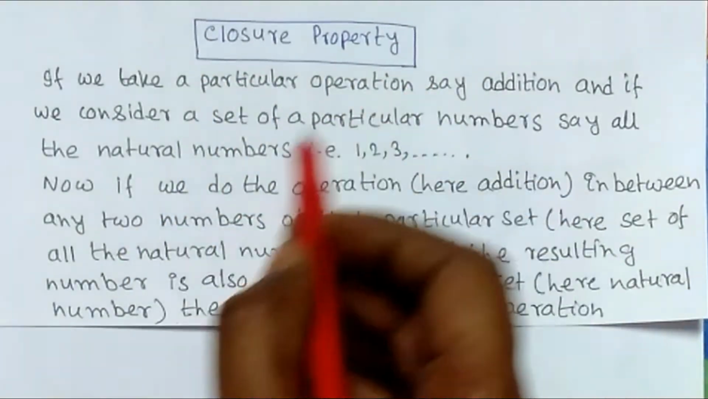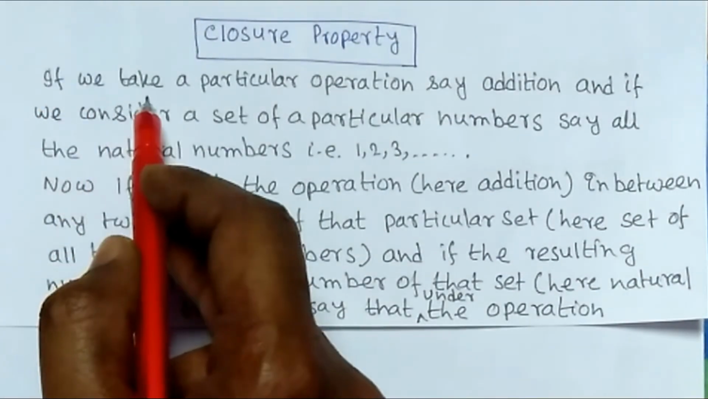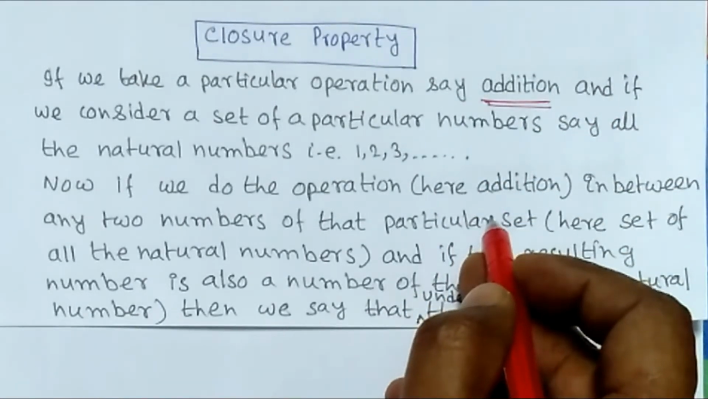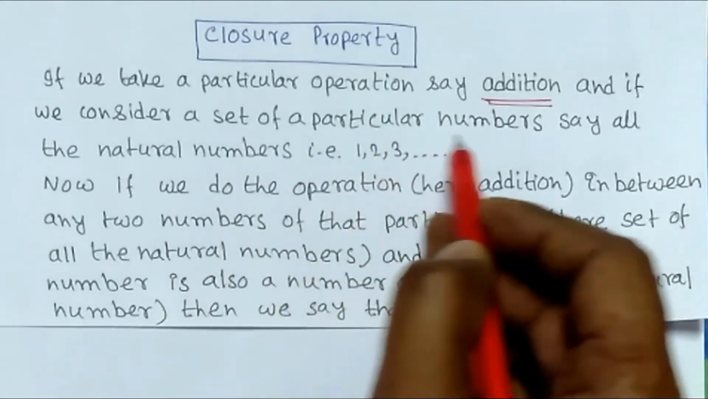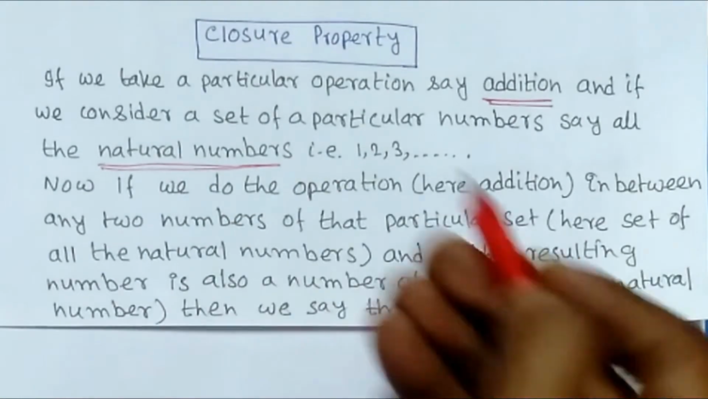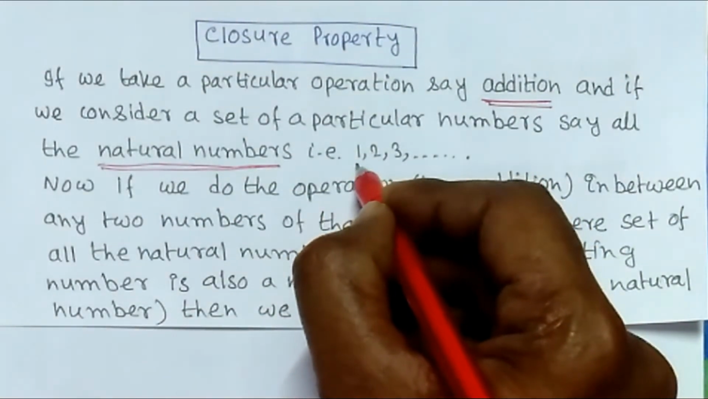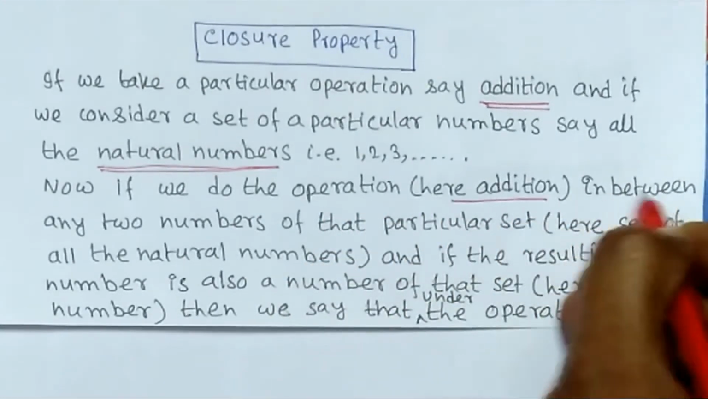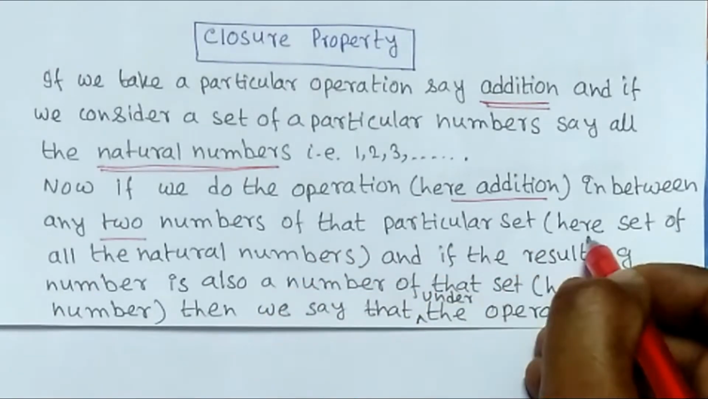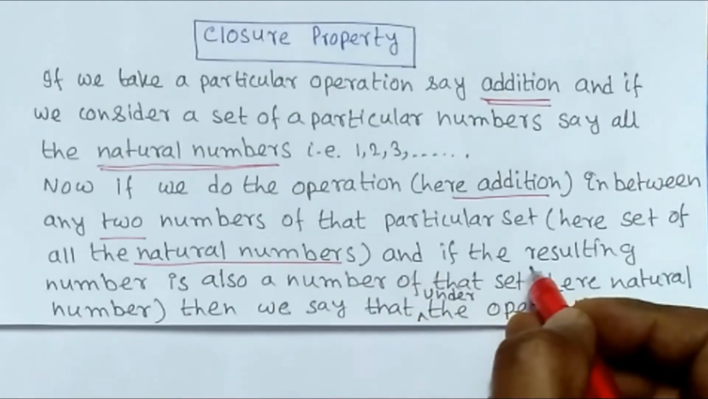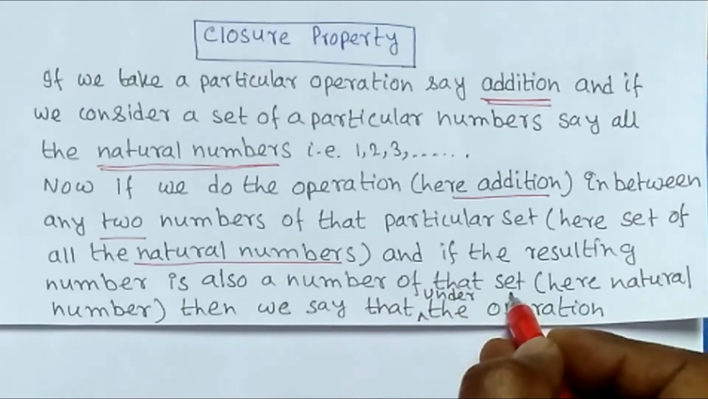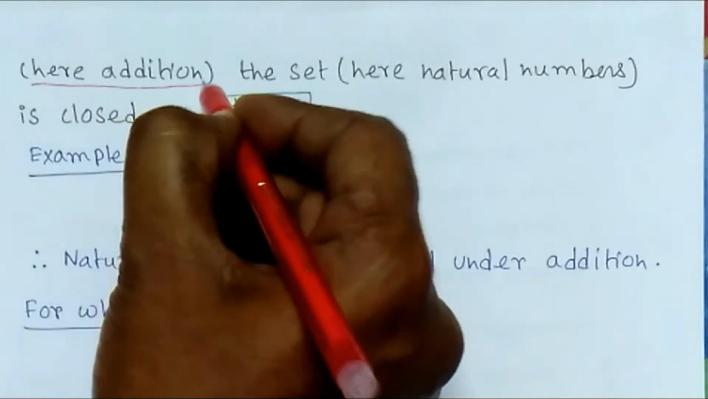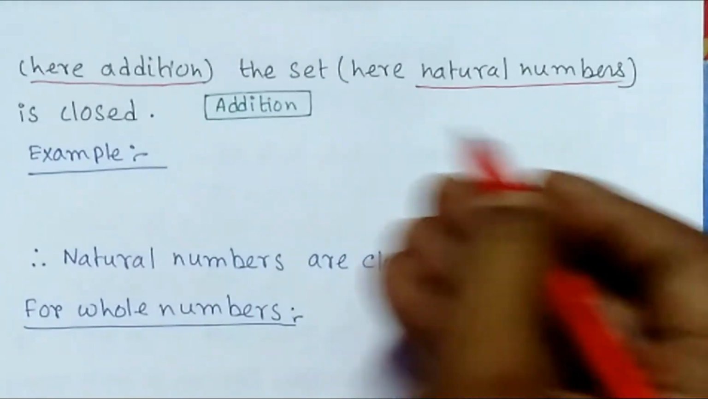Let's explain the closure property. If we take a particular operation, that is addition, subtraction, multiplication or division, say addition. Here we choose the operation addition. And if we consider a set of particular numbers, say all the natural numbers, here we collect all the natural numbers. That is, the numbers are 1, 2, 3, dot dot dot up to infinity. Now if we do the operation, which operation? Here addition, between any two numbers of that particular set. Here we choose the set of all natural numbers, and if the resulting number is also a number of that set, that is, if the resulting number is also a natural number, then we say that under the operation, here the operation is addition, the set of all natural numbers is closed.